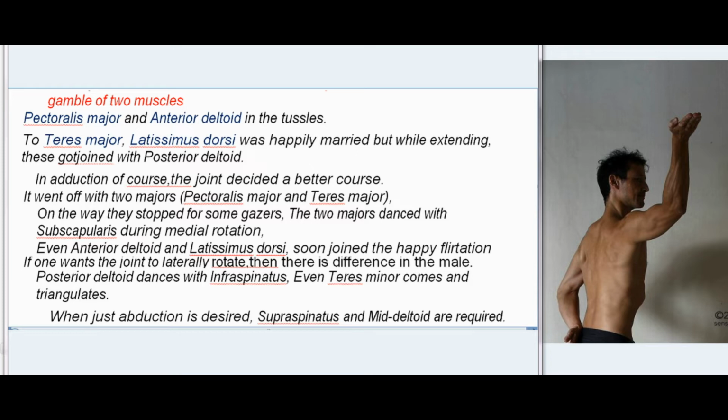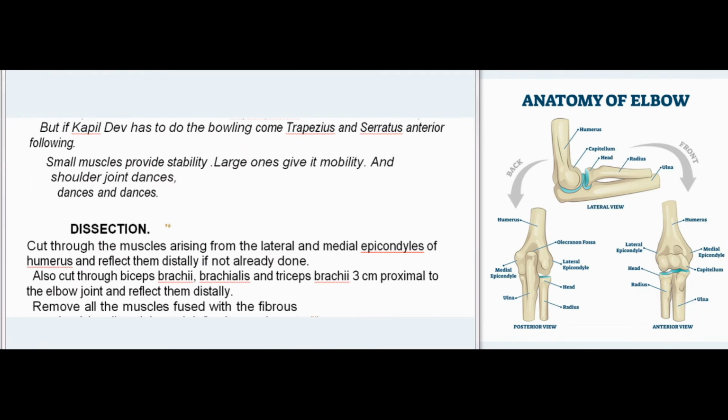When just abduction is desired, supraspinatus and mid-deltoid are required. But if the couple has to do the bowling, come trapezius and serratus anterior following. Small muscles provide stability. Large ones give mobility. And the shoulder joint dances, and dances.